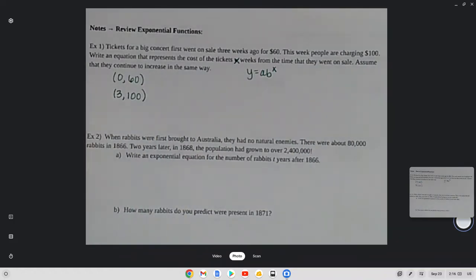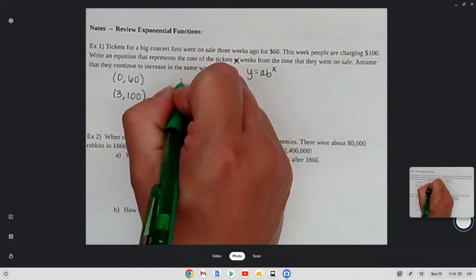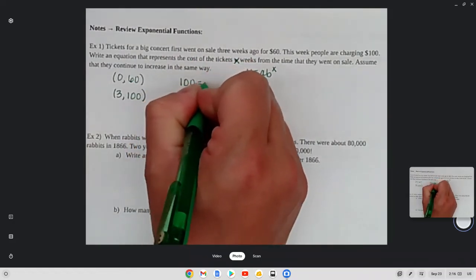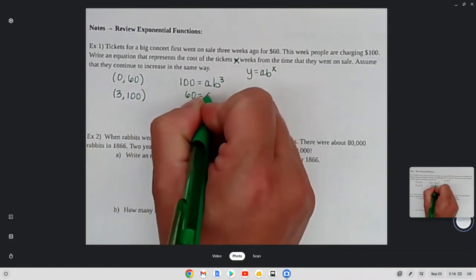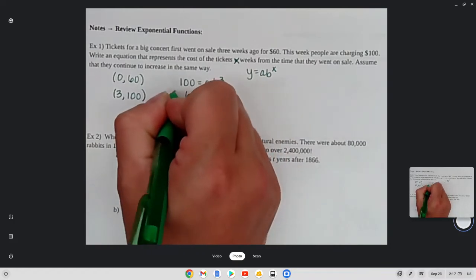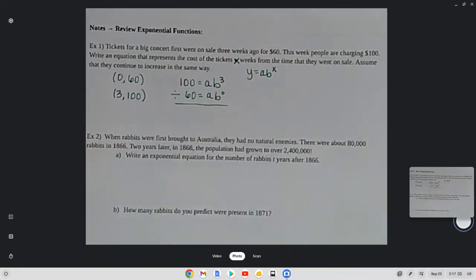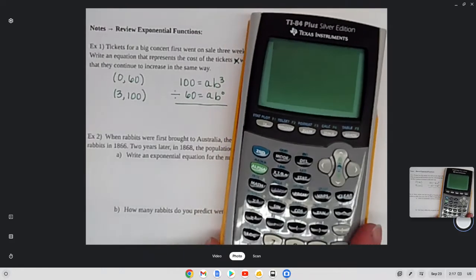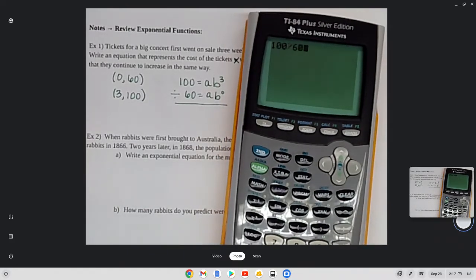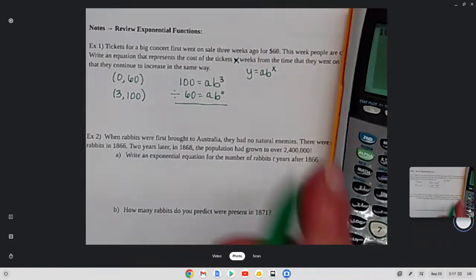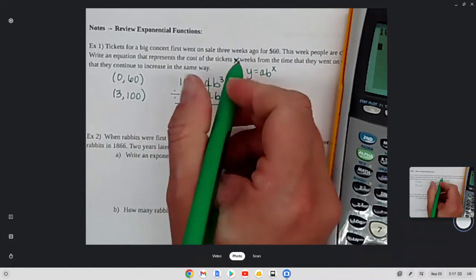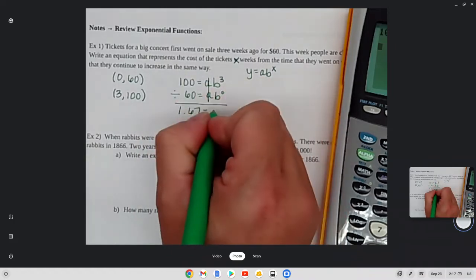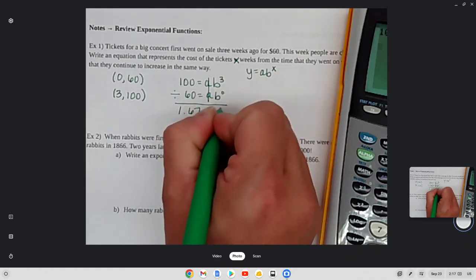Now I'm going to put those points into the equation. So 100 equals AB cubed, and 60 equals AB to the 0. And then we divide. If you go 100 divided by 60, you get 1.6 repeating. So for this, I think we will round to 1.67. The A's become a 1, and then you subtract when you divide with exponents. So 3 minus 0 is 3.